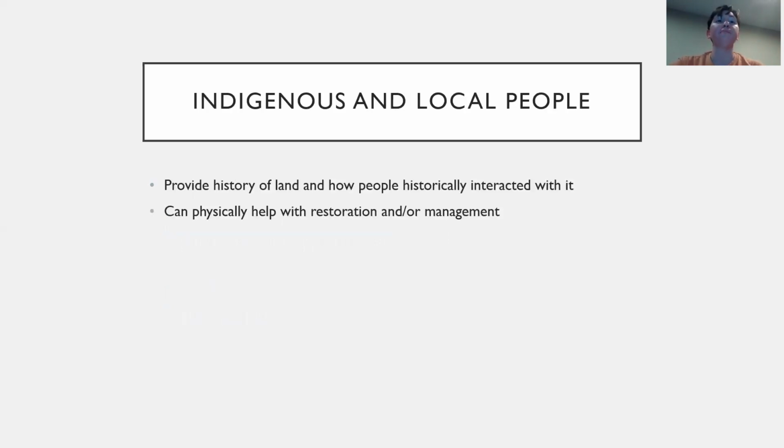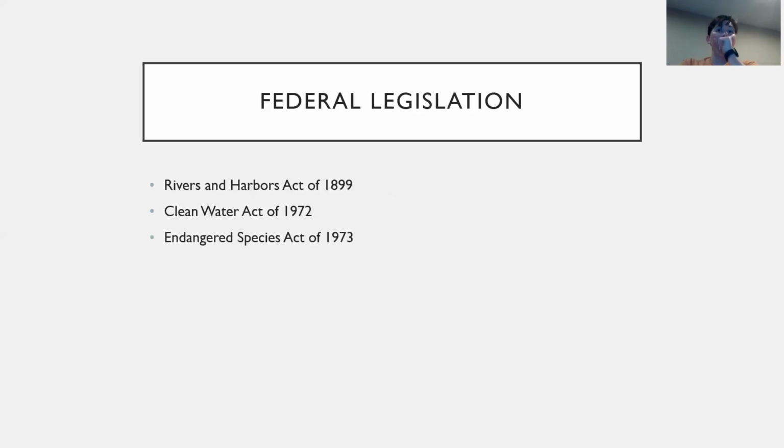Indigenous and local people are very important to restorations, as they provide history of the land and how people historically interacted with it. And they can physically help with the restoration and management. And we saw this, going back to the Forest Service removing fire and the impacts that had, because they didn't listen to local people.